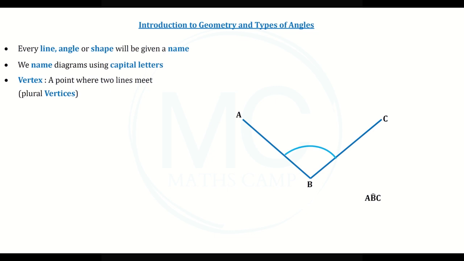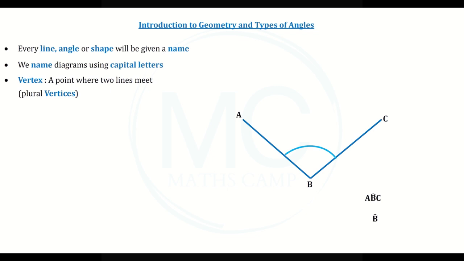The second way is to name it using just the letter of the vertex. So in this case, we can call our angle angle B, but make sure to put the cap above B when talking about the angle. This helps us show when we are talking about angle B and when we are talking about vertex B.